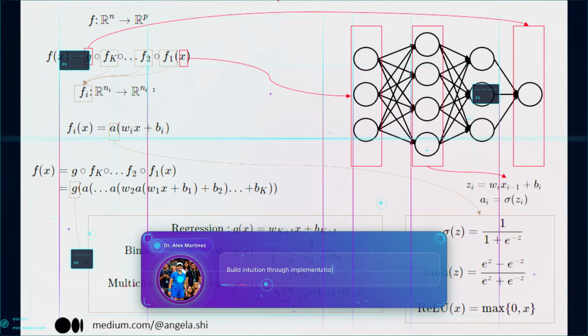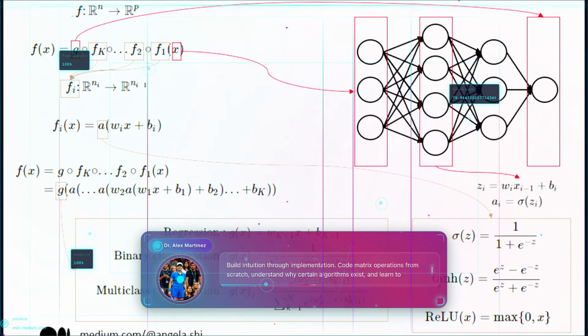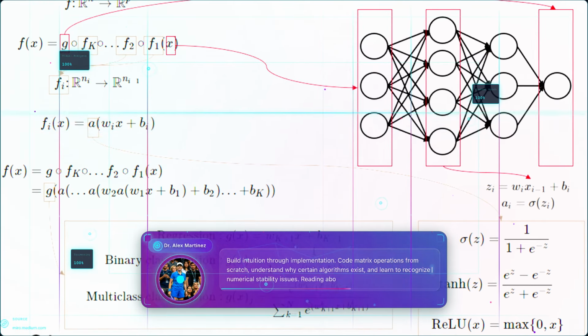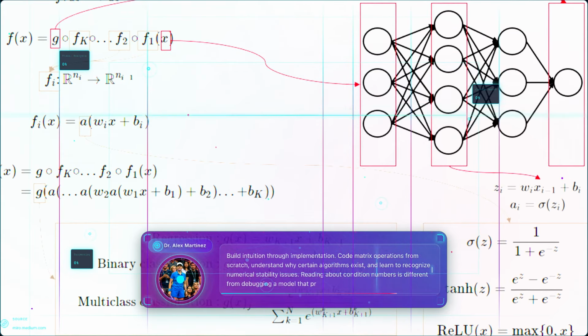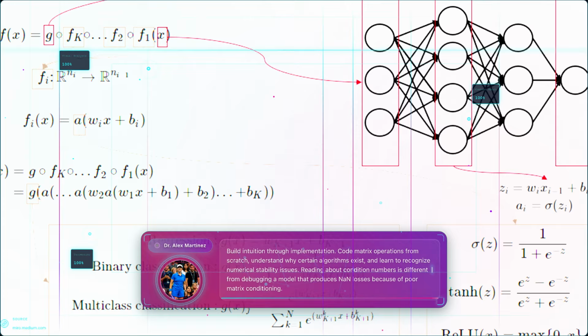Build intuition through implementation. Code matrix operations from scratch, understand why certain algorithms exist, and learn to recognize numerical stability issues. Reading about condition numbers is different from debugging a model that produces NaN losses because of poor matrix conditioning.